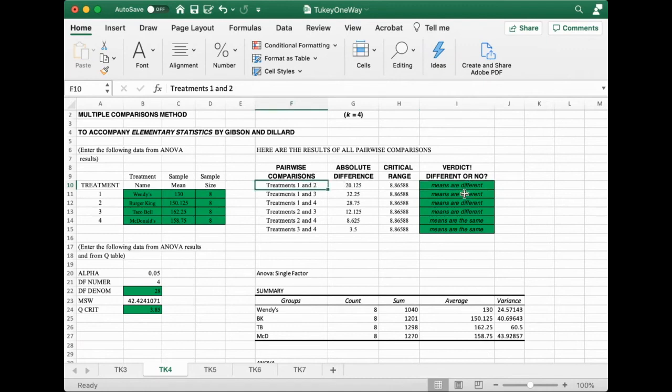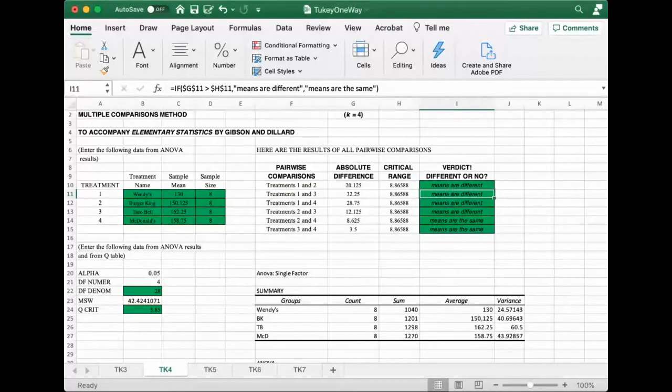Okay, how about this one? What is this saying? That Wendy's and Taco Bell also have significantly different drive-through speeds. And how are you knowing this, Wendy's and Taco Bell, for example, in this one? Because on the left under treatment, treatment number 1 is Wendy's and treatment number 3 is Taco Bell. Very good, very good, very good.